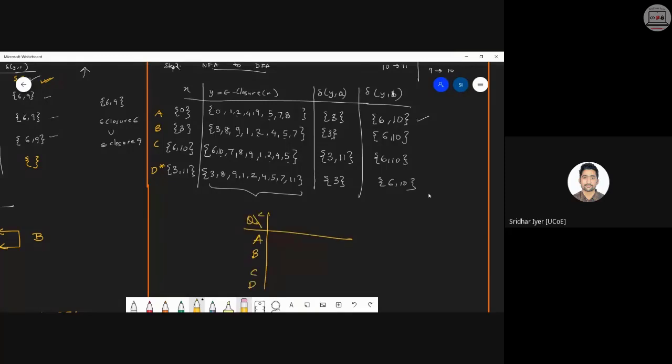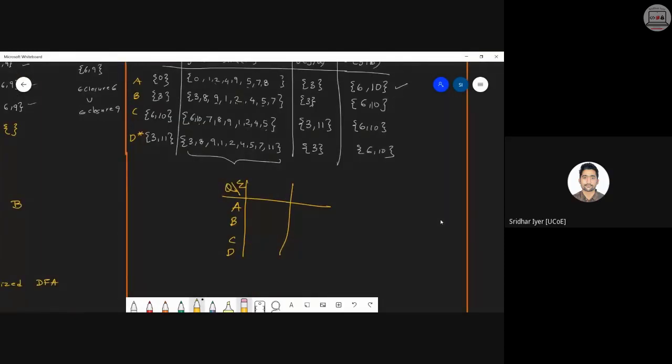It is nothing but Q on inputs, sorry, and the inputs are A and B. So now it becomes B, it becomes C, it is B only, it is C only. This is going to remain C everywhere. Now C on input A is 3 comma 11, which is D, and this is B. Is it clear? Yeah. So D is my final state.